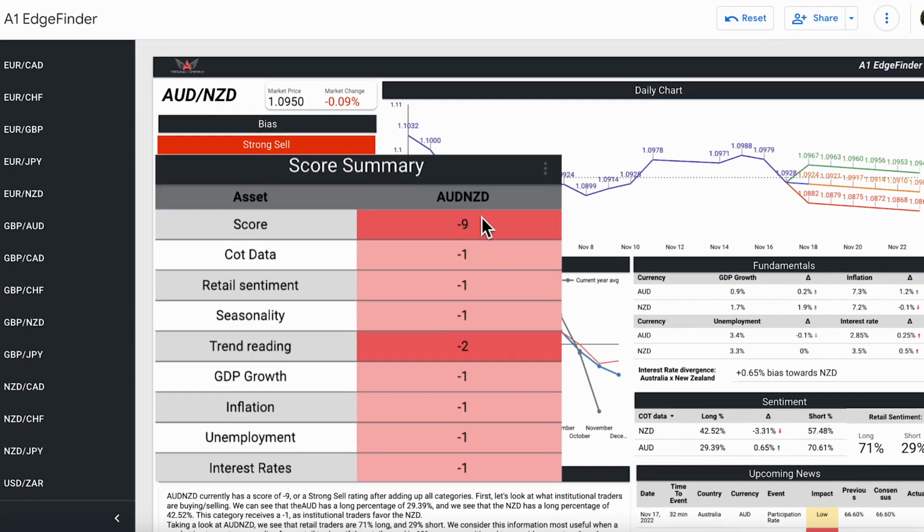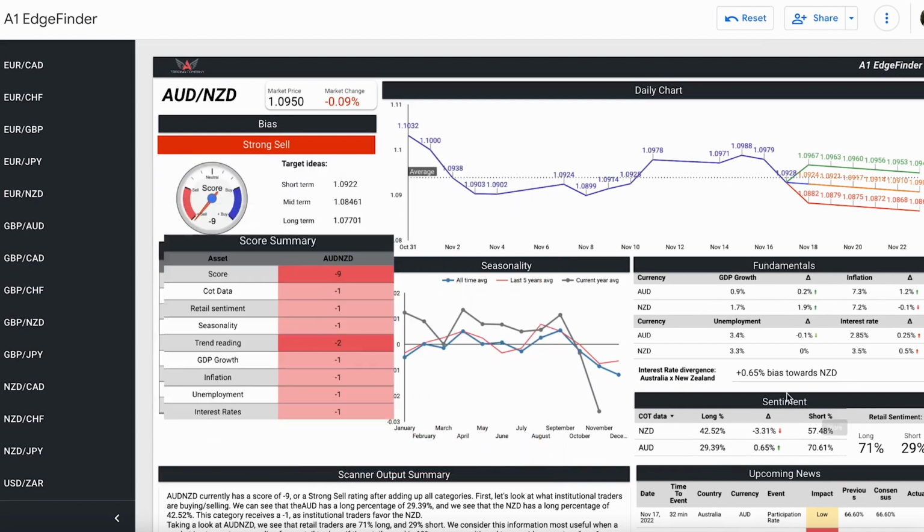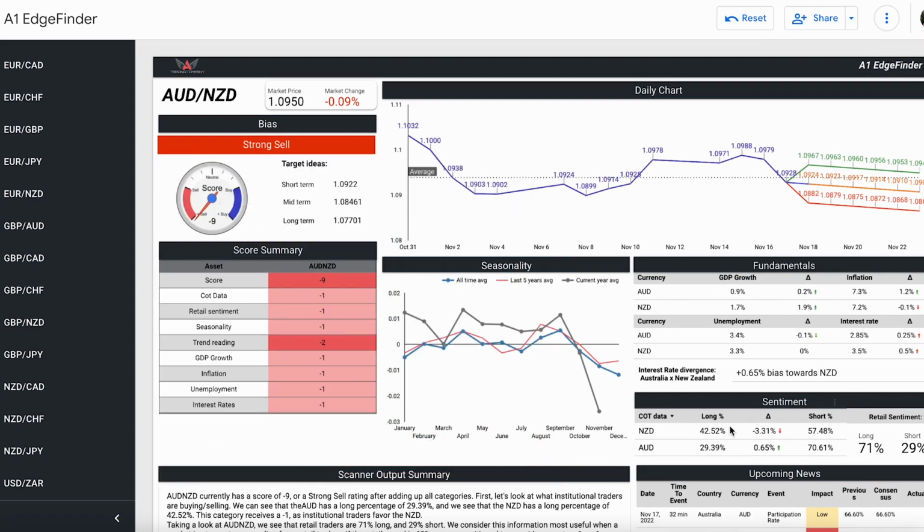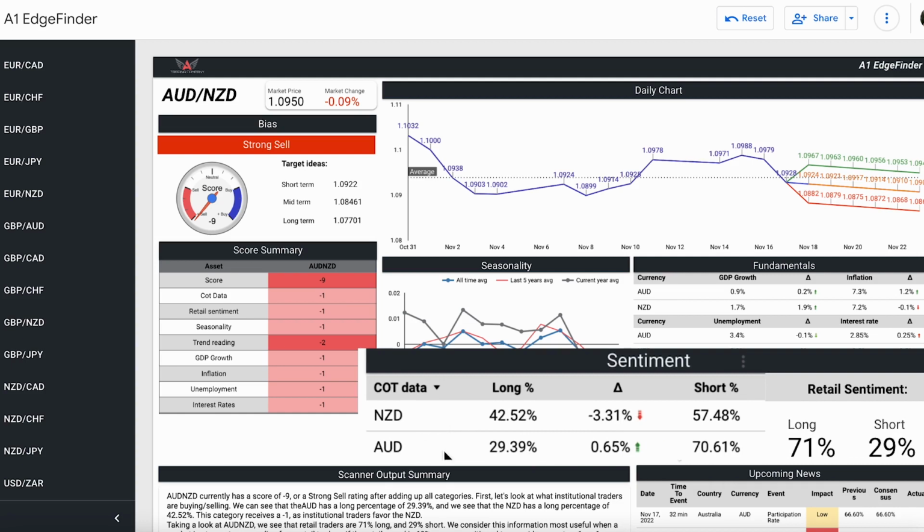Score of -9, like I mentioned, COT data and retail sentiment coming out to scores of -1, and we can look at our sentiment section right over here. Both the New Zealand dollar and Aussie dollar are being favored on the short side at 57.48% short for New Zealand and 70.61% for Australia. So again, both favored on the short side, although the Australian dollar is heavily favored on the short side at 70.61%.